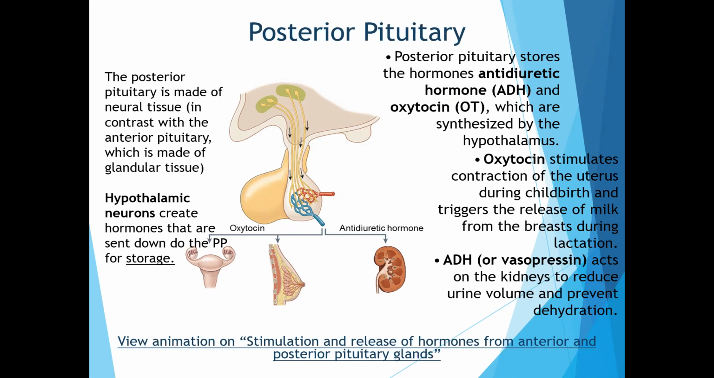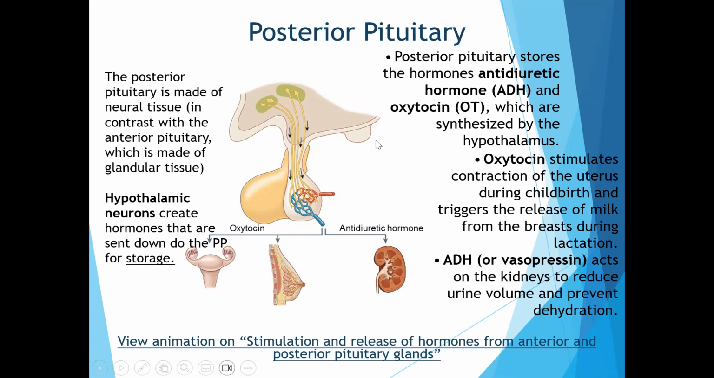ADH is also known as vasopressin, and it has a very important role in blood pressure, blood volume, and fluid regulation. It acts on the kidneys to reduce our urine volume. So this helps us prevent dehydration. If you break down the word anti-diuretic, it stops us from urinating, and this in turn keeps us more hydrated. So that all comes from the posterior pituitary.